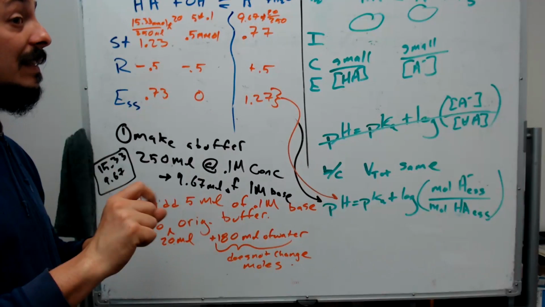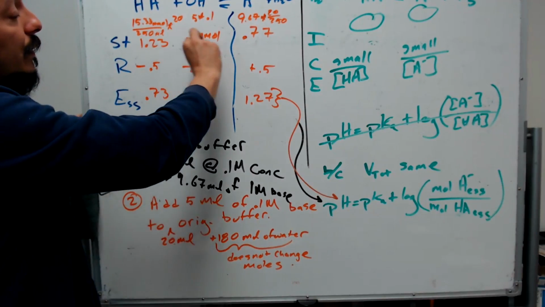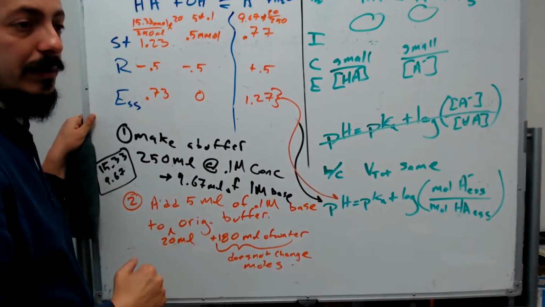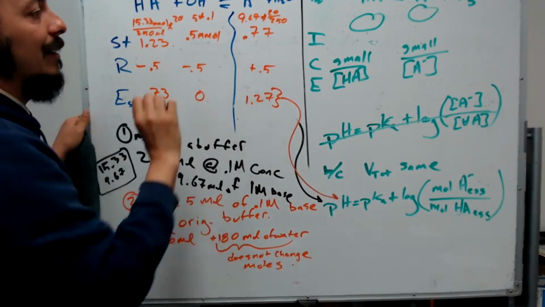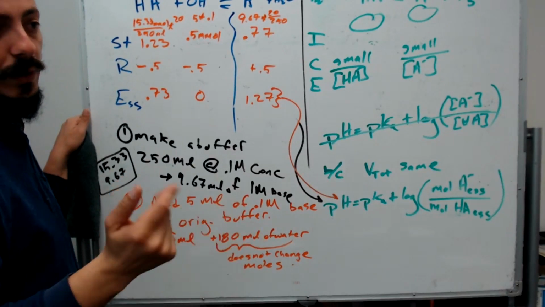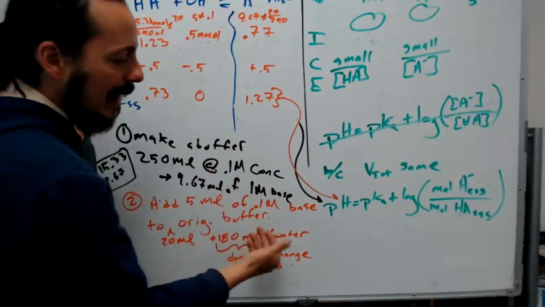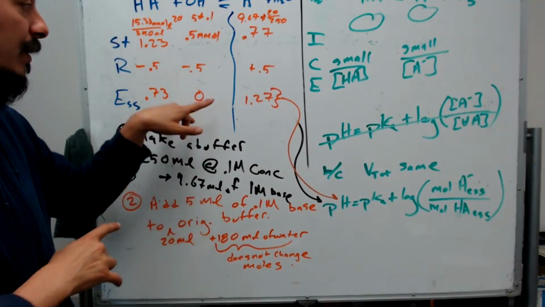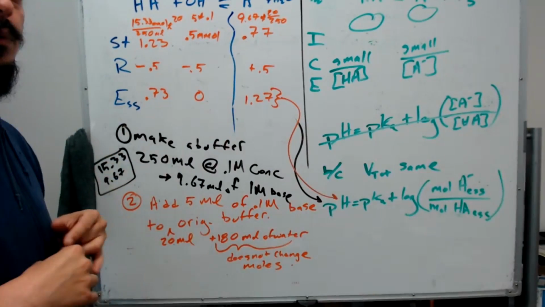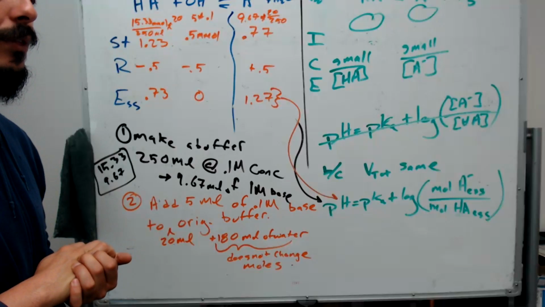No, this is for the original buffer. So this is why I could do the 20 to 250 directly. I didn't have to worry about the milliliters of water added in. I'm looking at the original buffer after adding 5 milliliters of sodium hydroxide at 0.1 molar concentration. When we do that, we can calculate the pH, and we should get a pH that's barely changed because we're still in the buffer region. So we should still be within plus or minus 1 pH of what we started with.